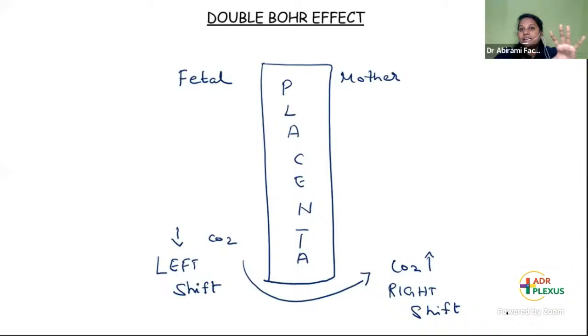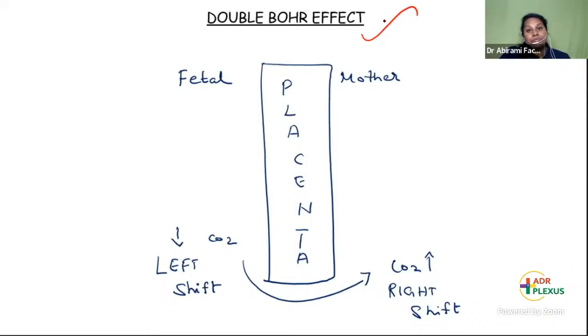Placenta is a single organ. But in placenta, on one side you have left shift, on the other side you have right shift. So it is in the opposite directions. This is called as double Bohr effect. Double Bohr effect. So what is double Bohr effect?